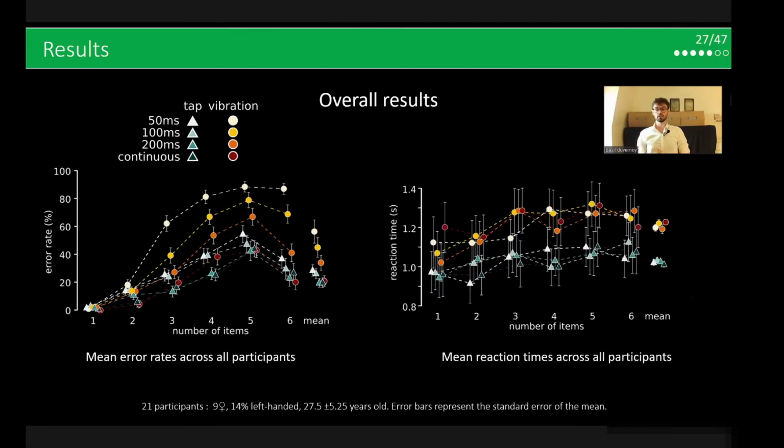If you look at the reaction time, we display it the same way: 8 colors for the 8 conditions combined with the number of items. There is no real impact of the number of items, nor of the duration of the stimulation, on the reaction time, but there is a clear significant impact of the type of stimulation. The participants answered quicker with tap rather than vibrations.